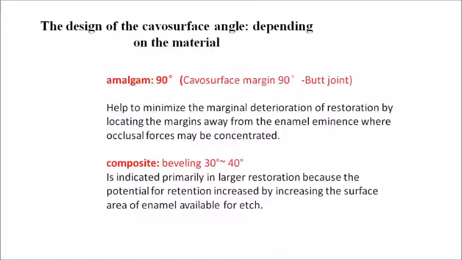Now the other material is composite. A beveling of 30 to 40 degree is given to the composite materials. It is indicated primarily in larger restorations because the potential for retention increases by increasing the surface area of the enamel available for etching. Okay, so that is why we give 30 to 40 degree of beveling to the composite materials, and in amalgam it is a 90 degree cavosurface margin. So these are the two important points of cavosurface angle based on the materials, that is amalgam 90 degree and composite with 30 to 40 degree beveling.